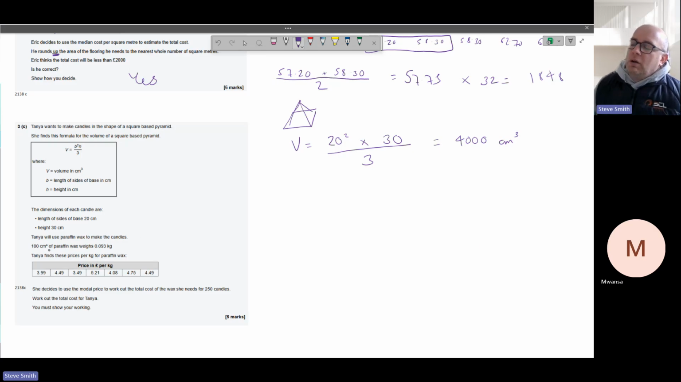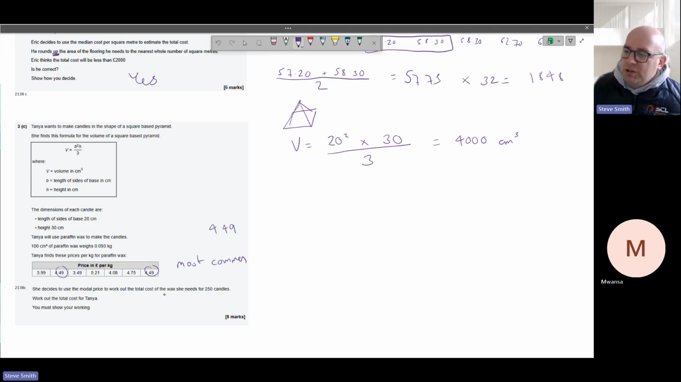100 centimeters cubed of paraffin wax weighs 0.093 kilograms. And he finds these prices per kilogram for paraffin wax. So she's got all those prices. She does use the modal price. So modal is most common. So the most common price is the one that appears most. So it's this one that appears twice. So we're going to use £4.49 as our price.